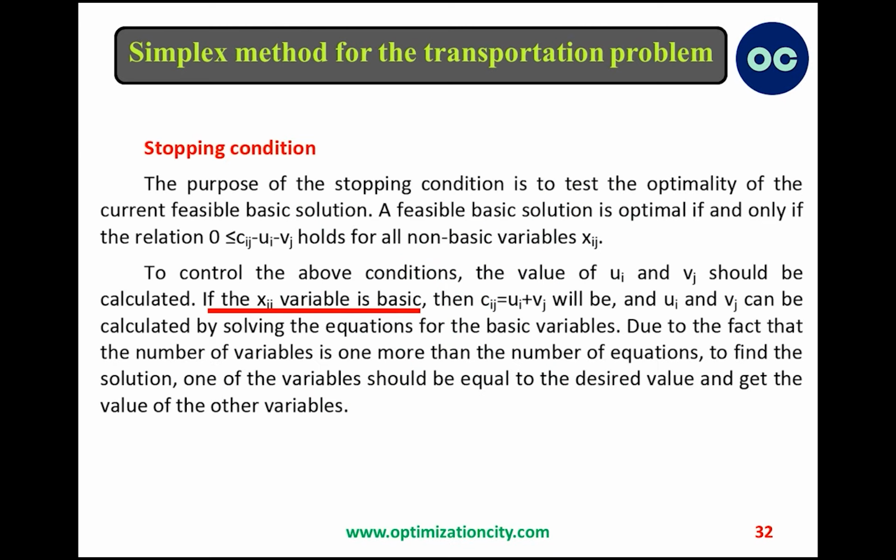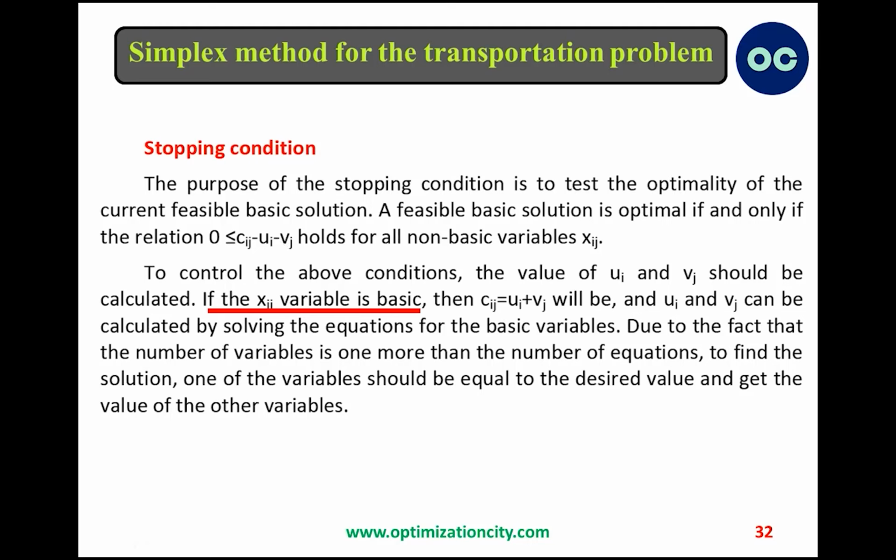So let's get back to the simplex method for the transportation problem. Now we have the initial solution. In the next step, we are talking about the stopping condition. The purpose of the stopping condition is to determine whether the current feasible solution is optimal or not. A feasible basic solution is considered optimal if and only if the following condition holds true for all non-basic variables. So if Cij minus Ui minus Vj is non-negative, we have the optimal solution.